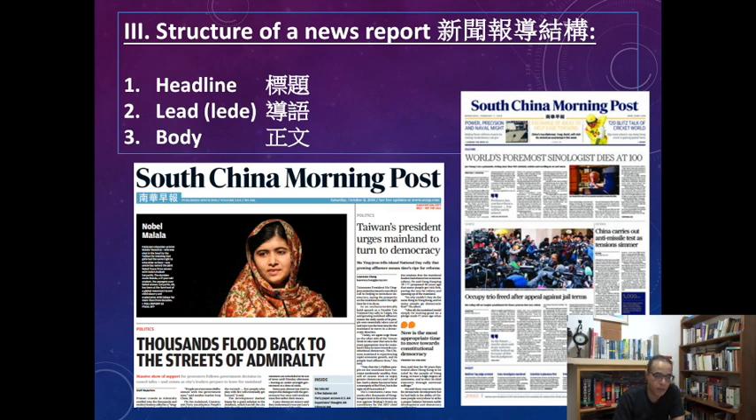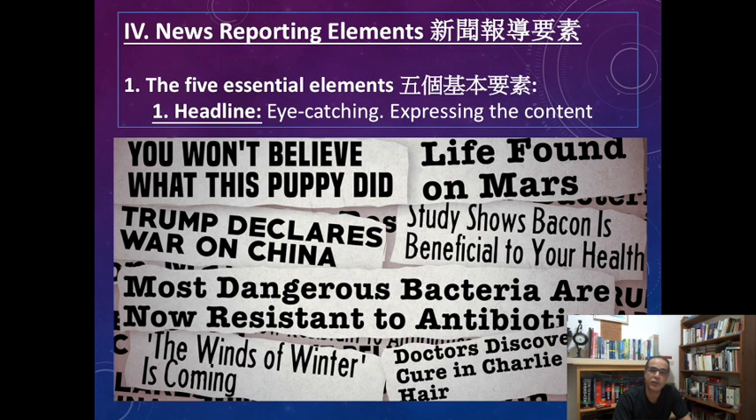Let's talk a little bit about all of these news reporting elements. The headline has to be eye-catching, expressing the content, and use as few words as possible in the headline. Don't try to write a long headline unless it's an inside story, but the front page has to be a short headline, just a few words, as few as possible.